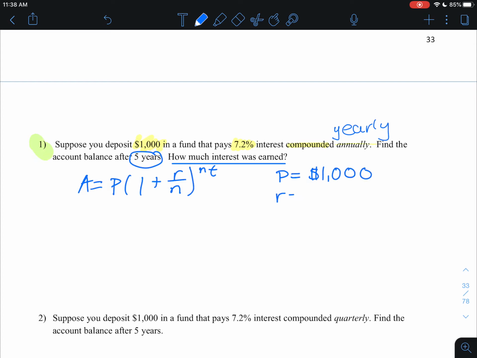My interest rate is equal to 0.072. Again, remember we have to write it as a decimal. N is the number of periods per year. Since it's compounded annually, it only happens once per year, so that's equal to 1. And T is equal to 5. So I plug in because I want to find A.